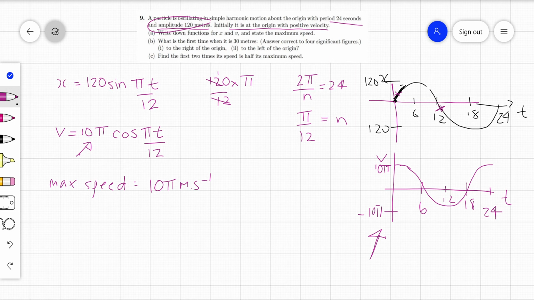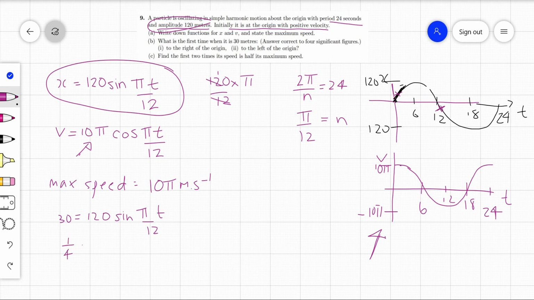All right, so how do we do that? Well, let's use our displacement equation first, and let's set that to 30. So we've got 30 is 120 sine pi t on 12. So we're going to divide by 120. 30 on 120 gives us a quarter. So we've got a quarter is sine pi t on 12. So how am I going to solve for t? Well, I have to inverse sine. Inverse sine of a quarter.